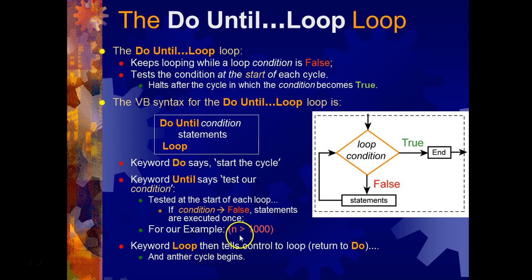So we could use greater than. N is greater than 1,000. So do it until n is greater than 1,000. Sorry. Keyword loop then tells control to loop to return to the do. So this comes back up here, and another cycle begins.